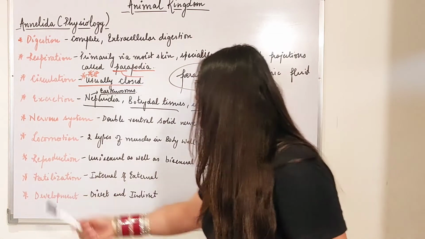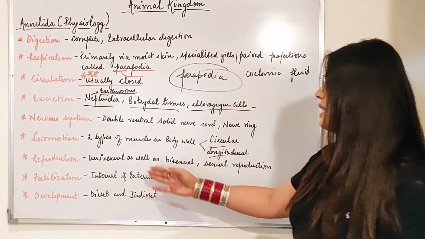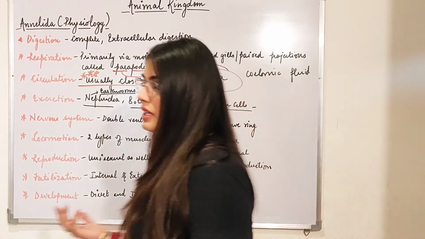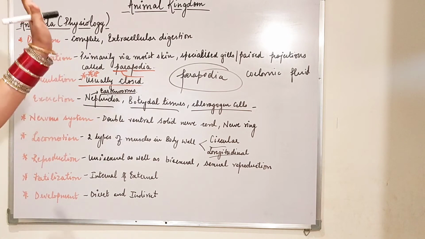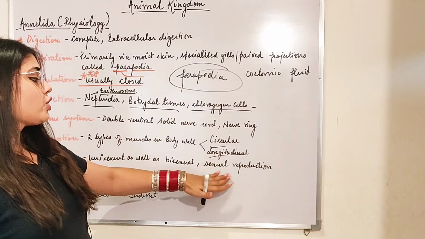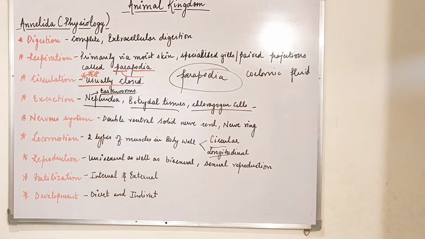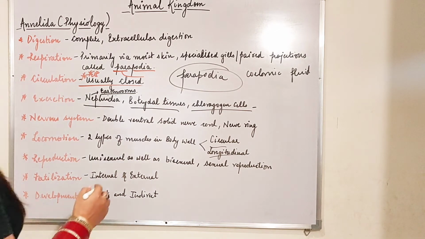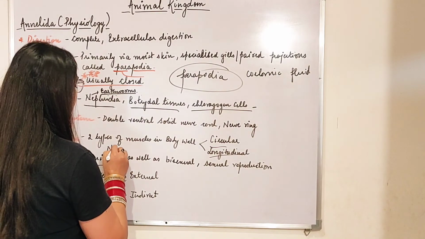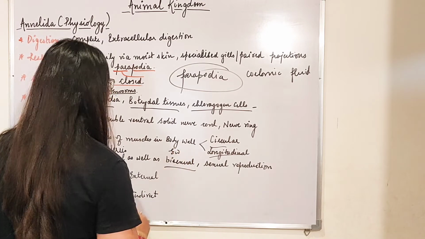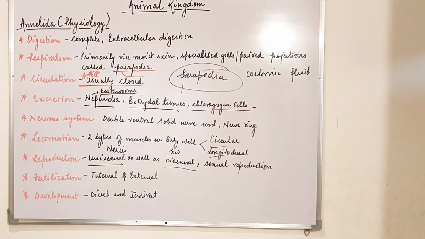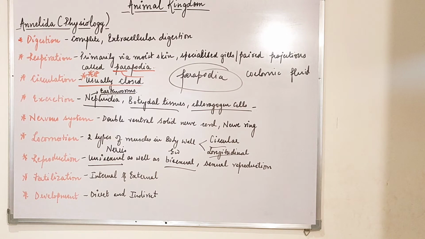Then next is reproduction. Unisexual as well as bisexual reproduction takes place, and the reproduction here is sexual reproduction. Unisexual is Nereis, and bisexual is earthworm. Then fertilization is internal and external. External fertilization takes place in earthworm.